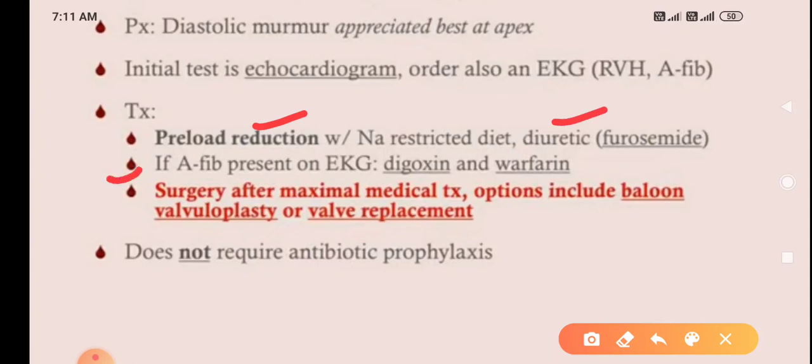If atrial fibrillation is present, we do an EKG, and on the EKG we see atrial fibrillation. Treatment here is by digoxin and warfarin. Surgery after maximal medical treatment includes balloon valvuloplasty or valve replacement. Balloon valvuloplasty is the treatment of choice in pregnancy when conservative treatment has failed in mitral stenosis, and it does not require antibiotic prophylaxis.